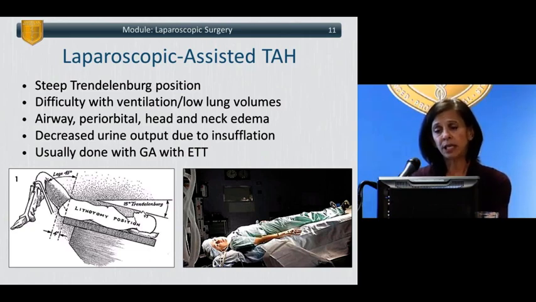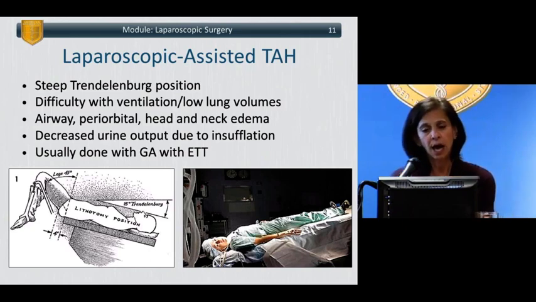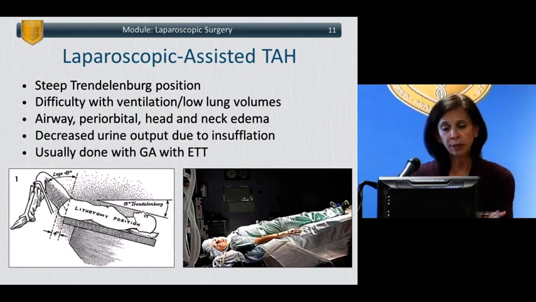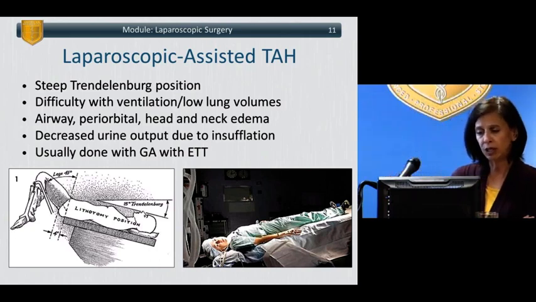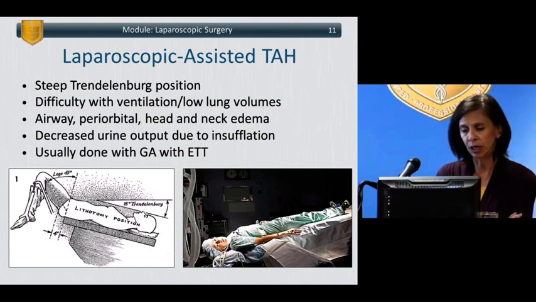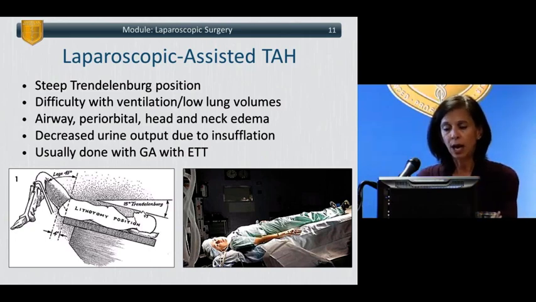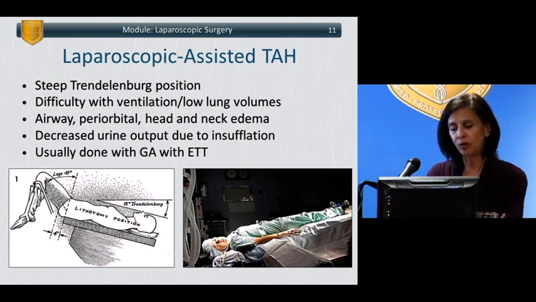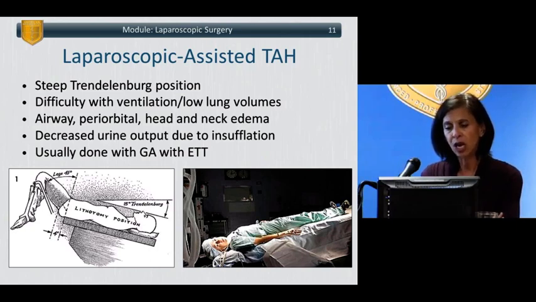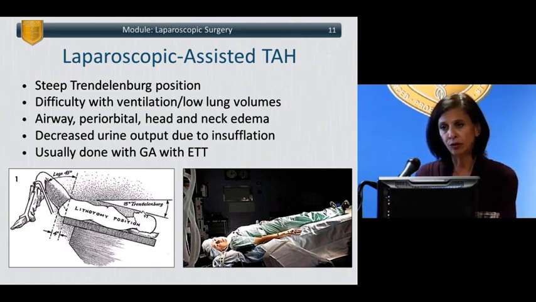Abdominal hysterectomy highlights the opposite of what we just talked about as far as positioning goes. These patients are usually in very, very steep Trendelenburg, so you're going to have increased difficulty with ventilation, low tidal volumes, a lot of atelectasis. The patients are at risk for airway, periorbital, head and neck edema. However, you will typically have better blood pressure results because of the venous loading from the legs being up. You may have decreased urine output, both due to positioning as well as the insufflation, so it may be hard to monitor your volume status with urine output.